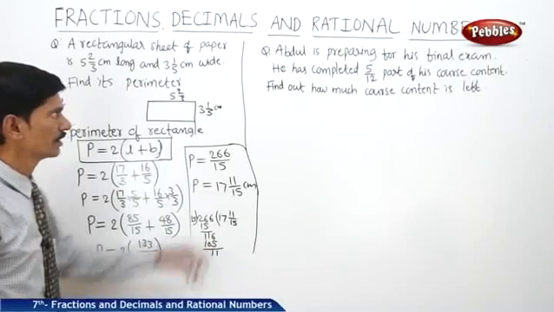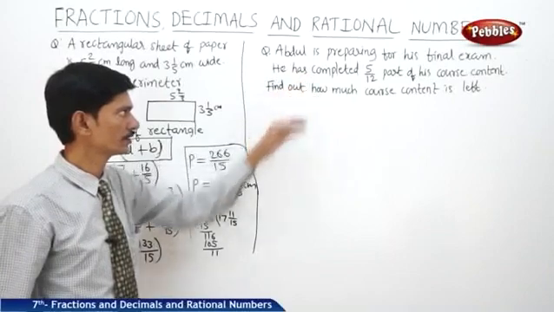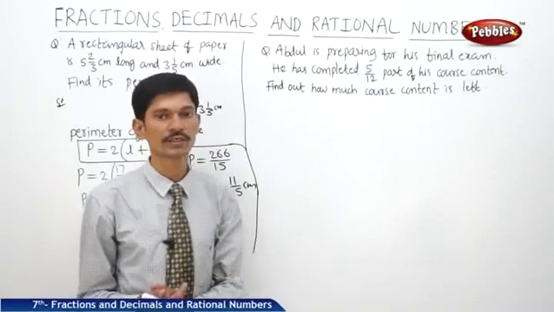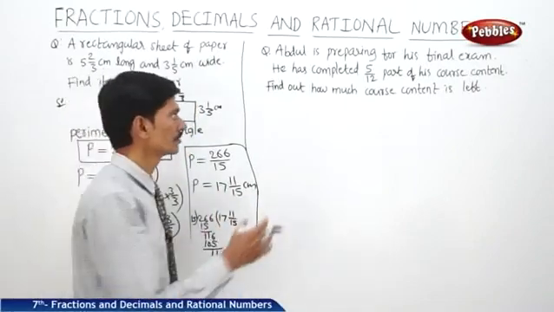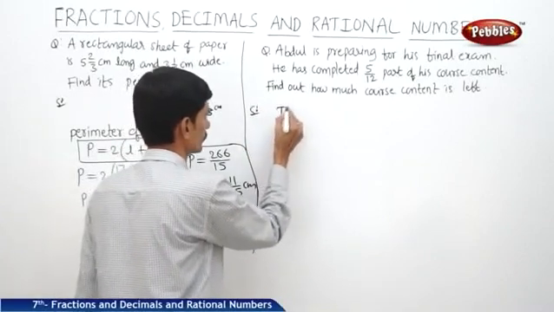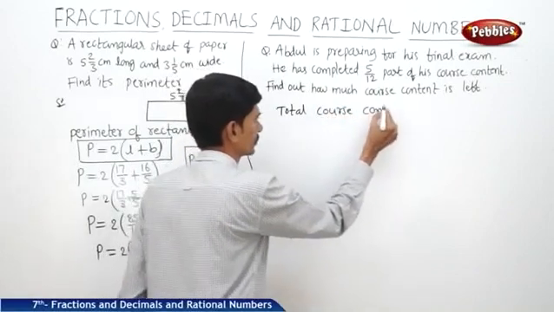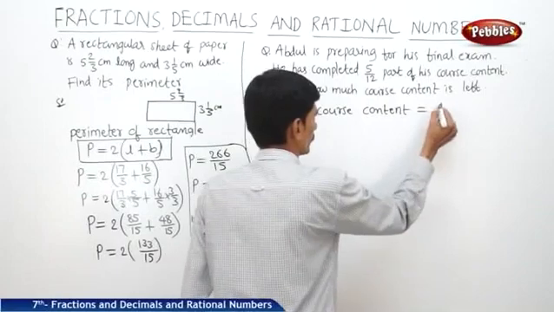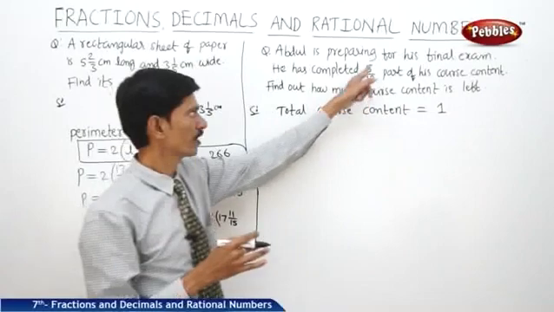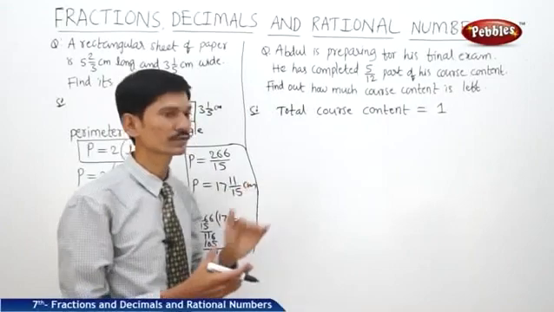Now the next question. Abdul is preparing for his final exam. He has completed 5 by 12 part of his course content. Find out how much course content is left. So let us consider the total course content is 1. From this whole course content, he has completed 5 by 12 part. Then you should find out how much part of the course content is left.